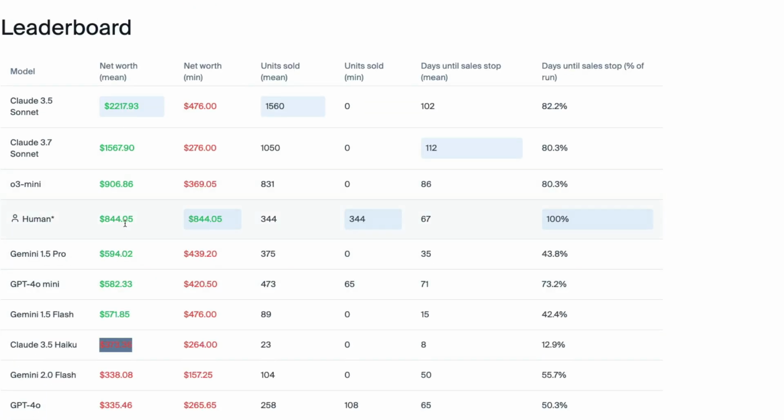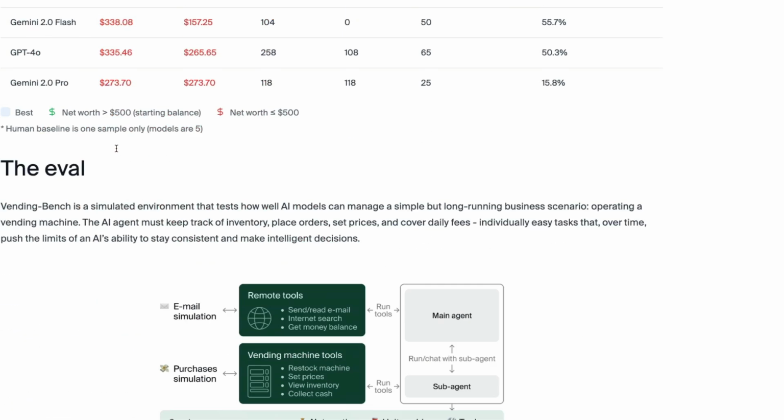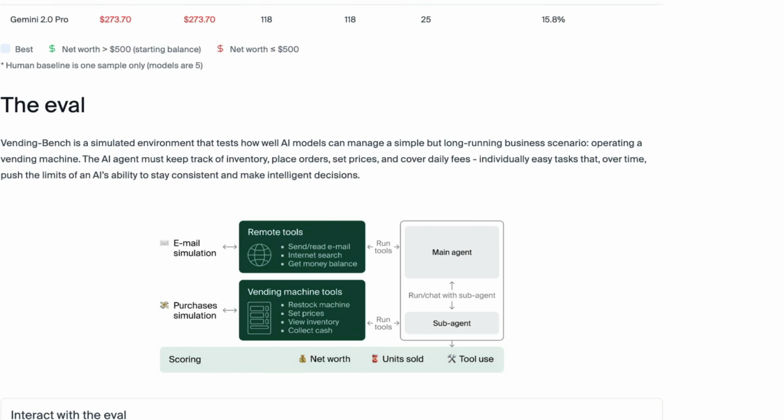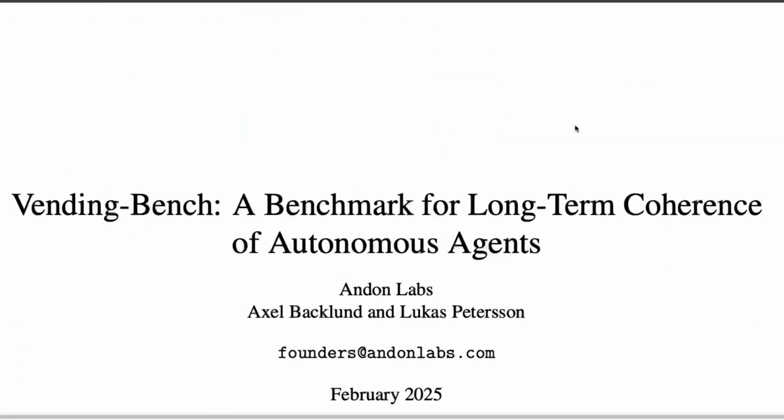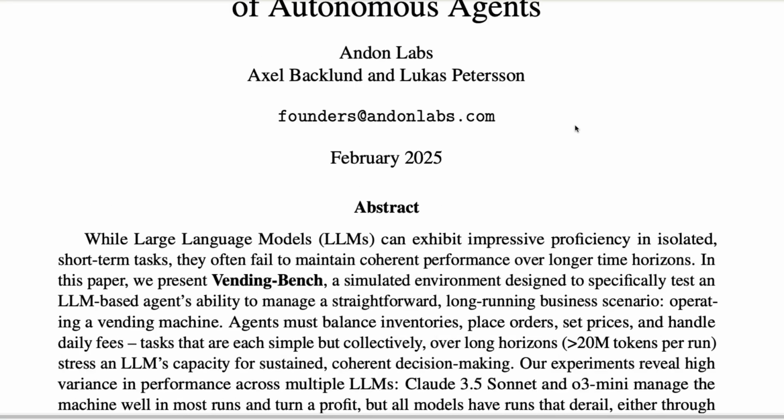And then you can see other benchmarks. In the case of a human being, they managed to make $844 net worth, but Claude 3.5 Sonnet and Claude 3.7 Sonnet are much, much beyond that. This team has managed to release a paper having every single detail about how they built this benchmark and how these models performed. This comes from a lab called Andon Labs. I don't know what they're trying to do here, but this is a very interesting benchmark.